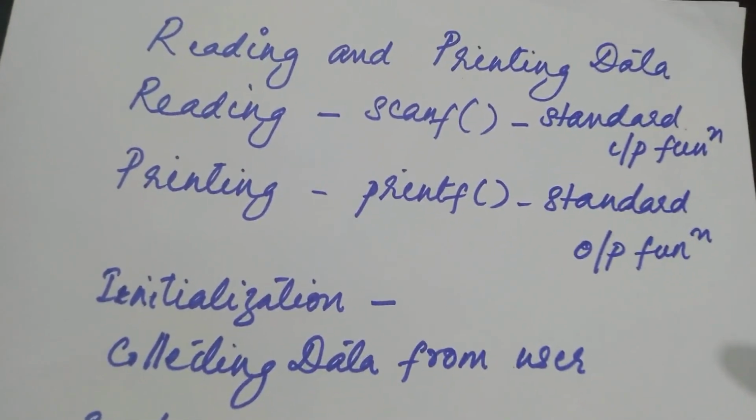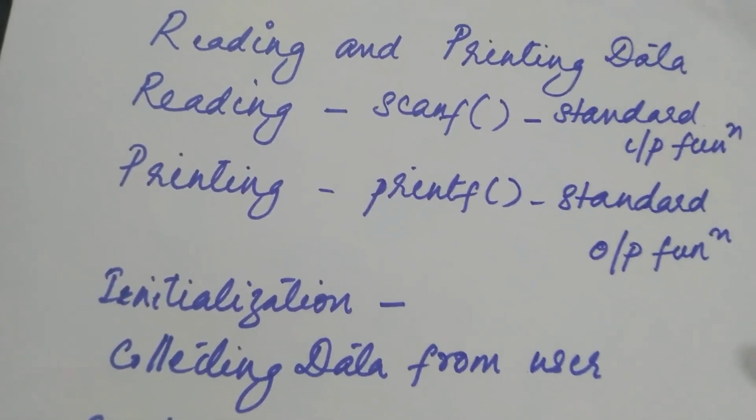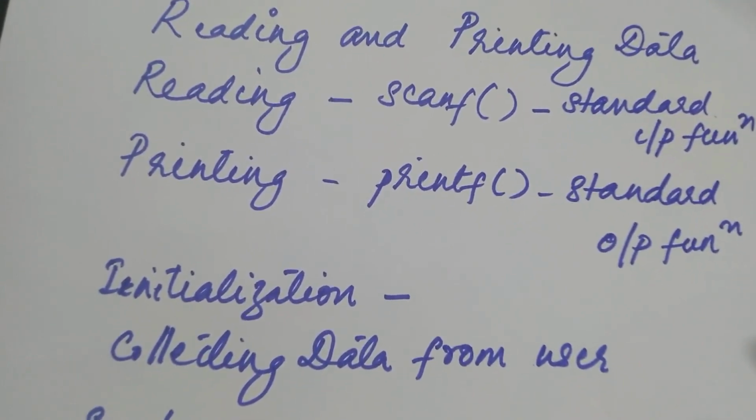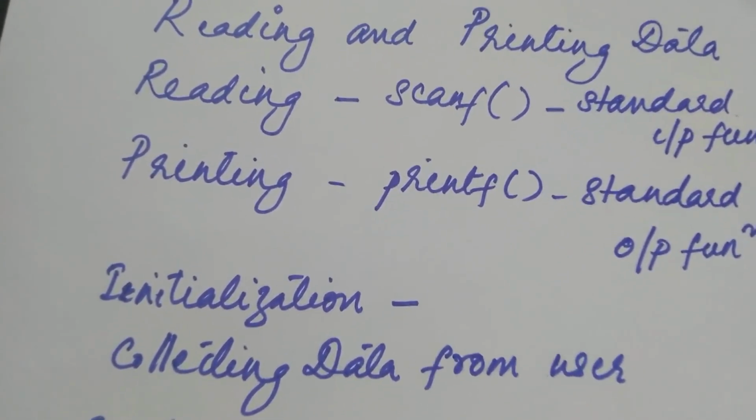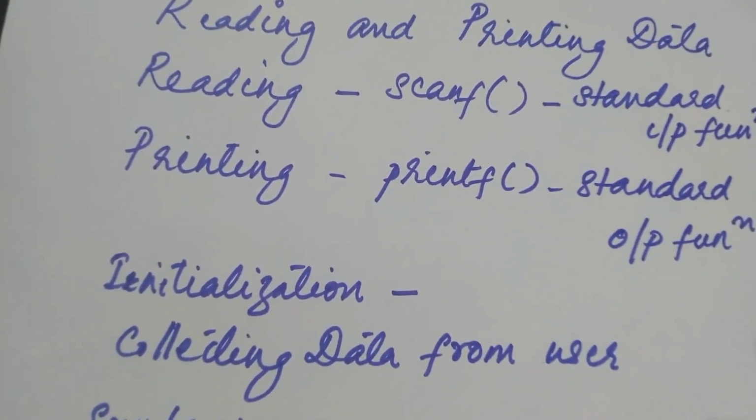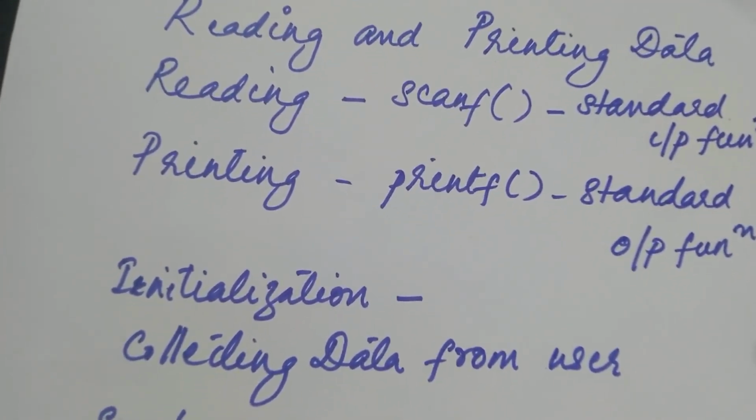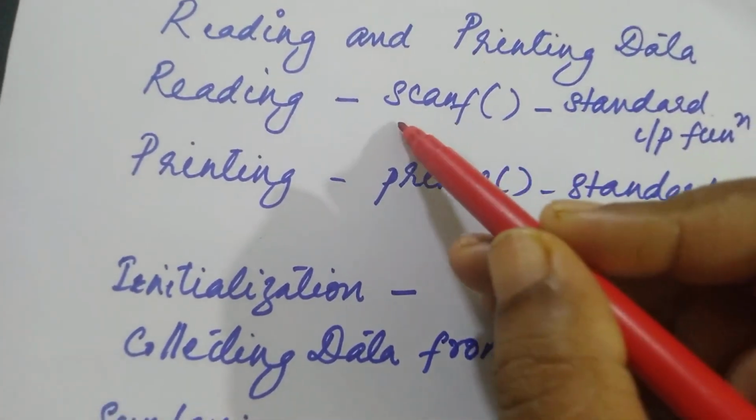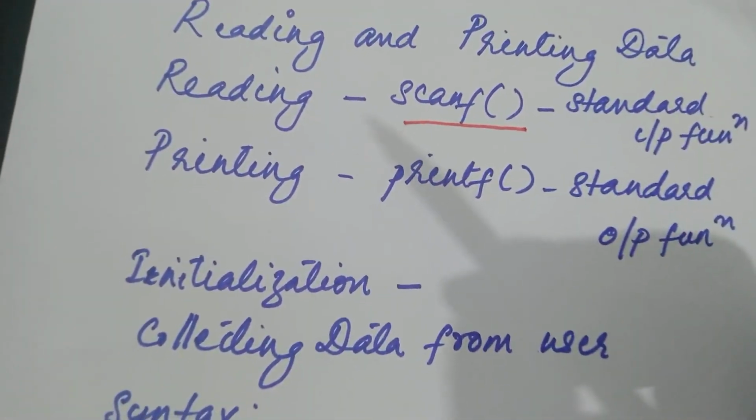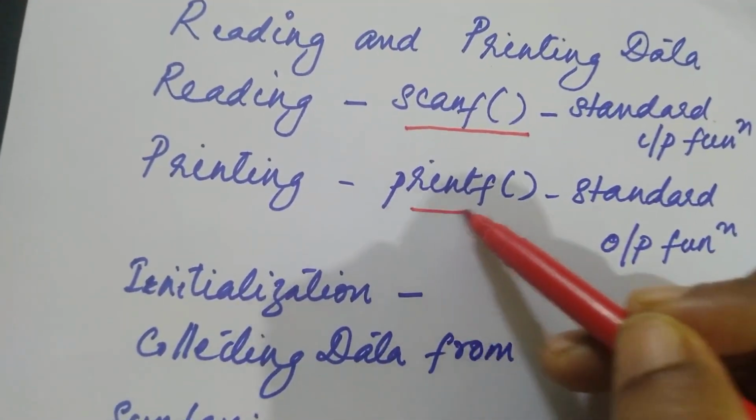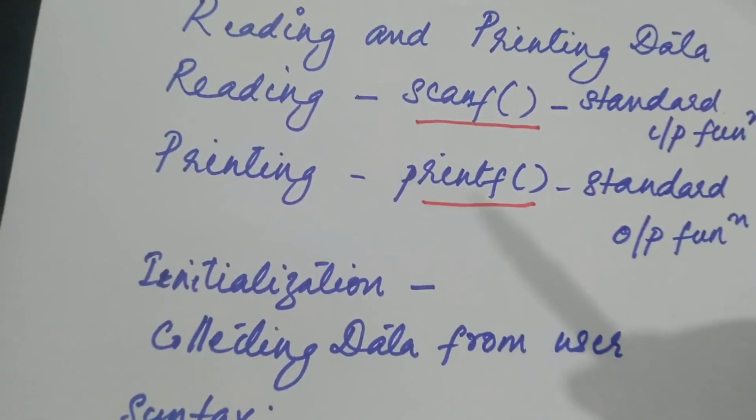So today we will discuss two standard input and output functions. In C language, the standard input function is the scanf function and the standard output function is the printf function. That means the scanf statement is used to read something from the user and the printf function is used to print the result on the screen.